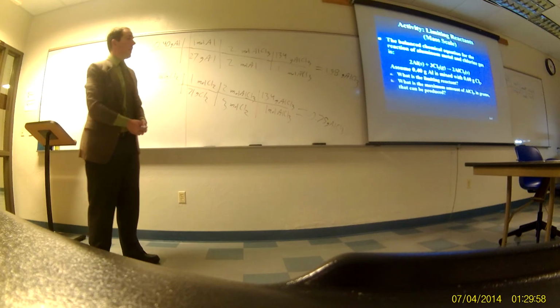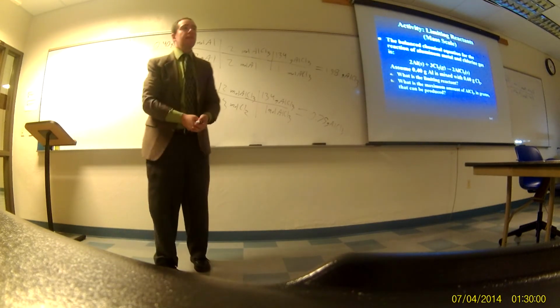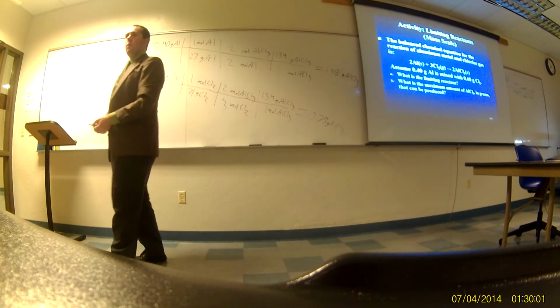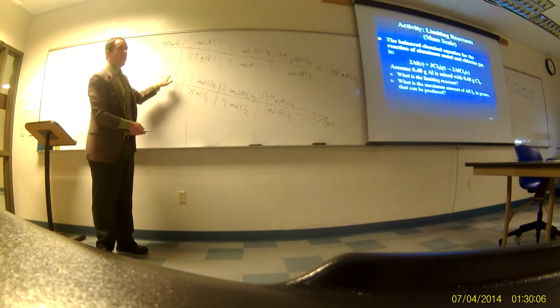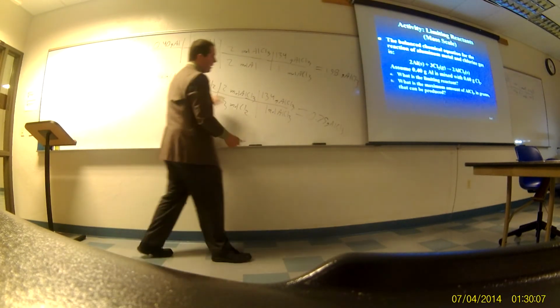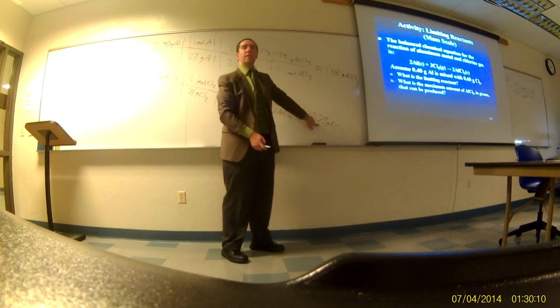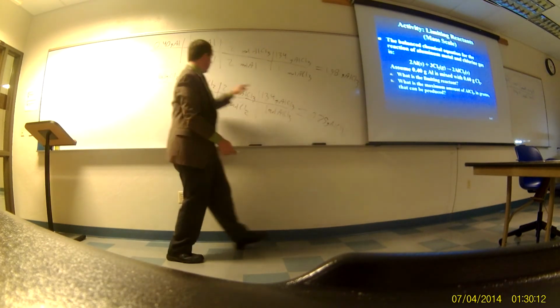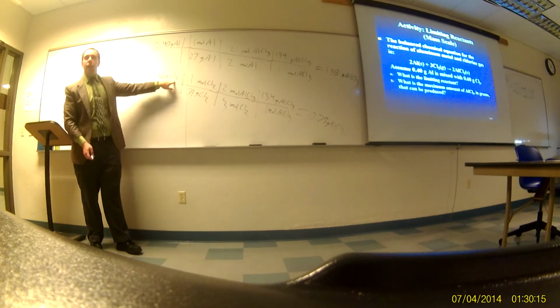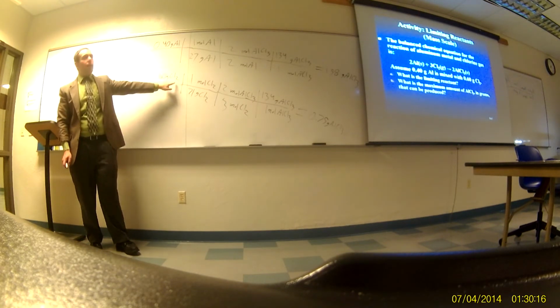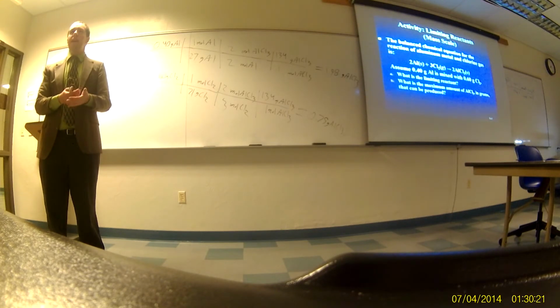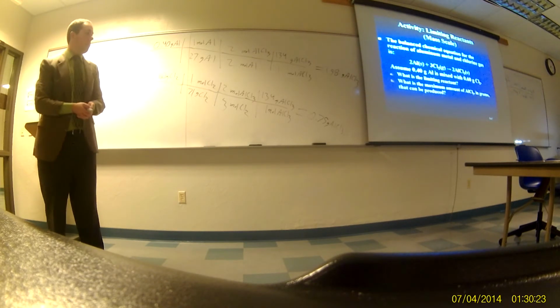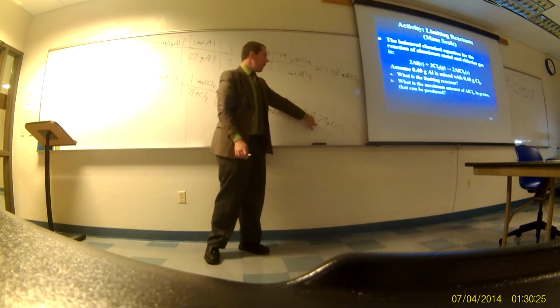So, my answer to part A, what is the limiting reactant? Cl2. Cl2 is my limiting reactant. It gave me the smallest amount, so that is my limiting reactant. Now B says, how much product can I make? What is my answer to part B? 0.75 grams of aluminum.